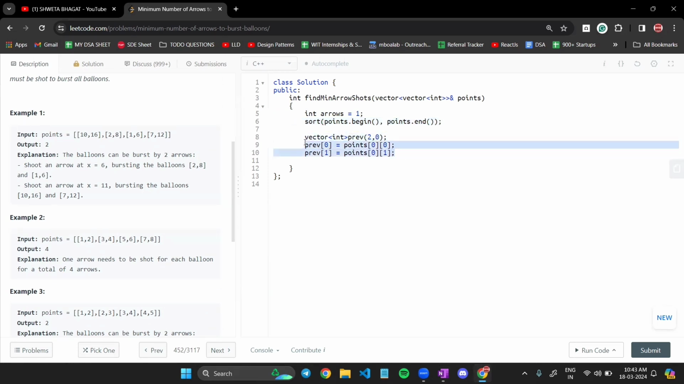We will create this previous, and after that, we have to iterate over this points, right? So we'll write a for loop and start from index 1. Why? Because we have already used index 0 in the previous, right? So our current will point from index 1. While this index is less than points.size(), we'll say index++.